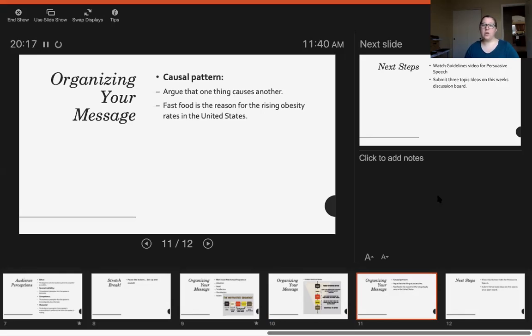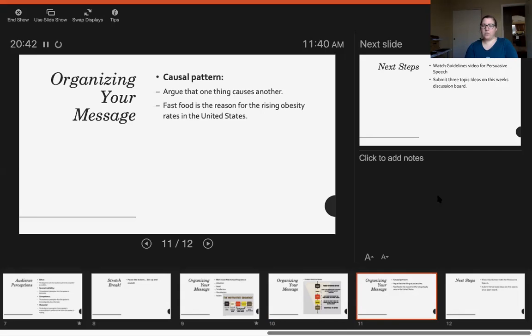An example is, fast food is the reason for rising obesity rates in the United States. So I'm going to have people adopt this idea potentially. I want people to adopt this idea, that they believe me and that maybe they'll stop eating fast food as often. Maybe that's my goal, to have people stop eating fast food as often as they do.